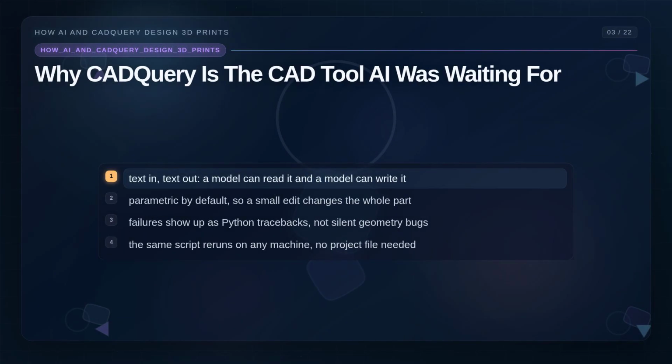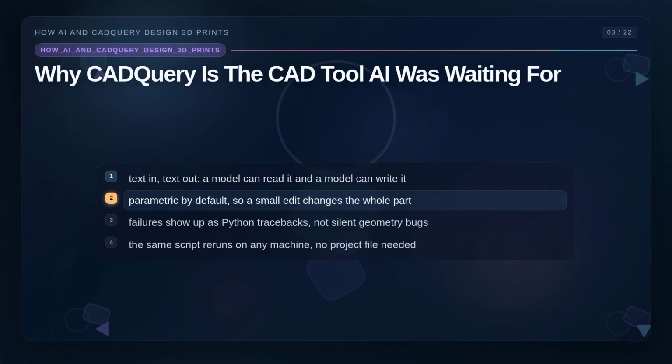There are dozens of CAD packages in the world, and AI does an okay job in most of them. CADQuery is the one that fits AI assistants like a glove, and it is worth understanding why before we go any further. The first reason is that the model and the program are the same thing. The script is the part. There is no separate binary file, no proprietary save format, no design tree hidden inside a database. A language model can read the script, edit the script, and write a new script, and the geometry follows automatically.